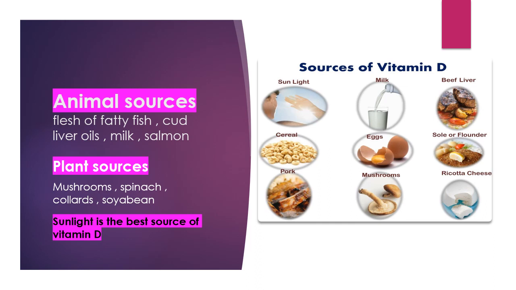Look at the sources of vitamin D. There are two kinds of sources: animal sources and plant sources. Flesh of fatty fish, cod liver oils, milk, salmon. In those animal sources, vitamin D is present in abundant amount. Mushroom, spinach, collards, soybean contain vitamin D. Sunlight is the best and cheapest source of vitamin D. Now move to the next slide.